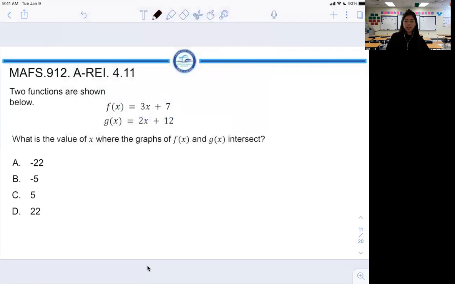What is the value of x when the graphs of f of x and g of x intersect? So if they intersect, what is happening? What does it mean if they're intersecting? They cross each other, exactly. And so they would kind of look like this on a graph, right? Like an X. But mathematically, if they're intersecting, what can I do to these two functions?